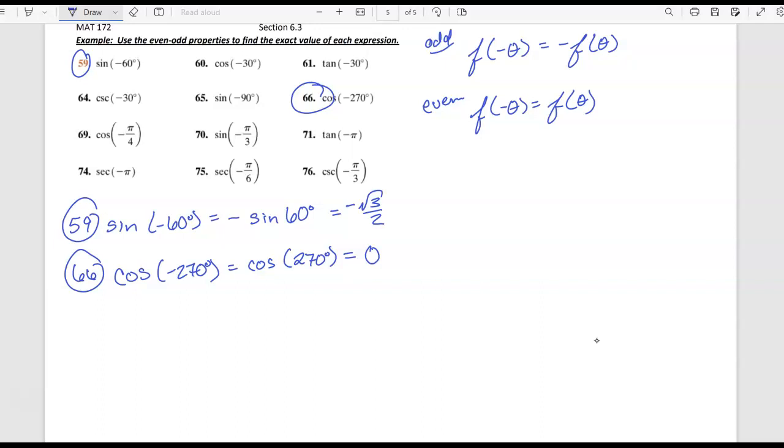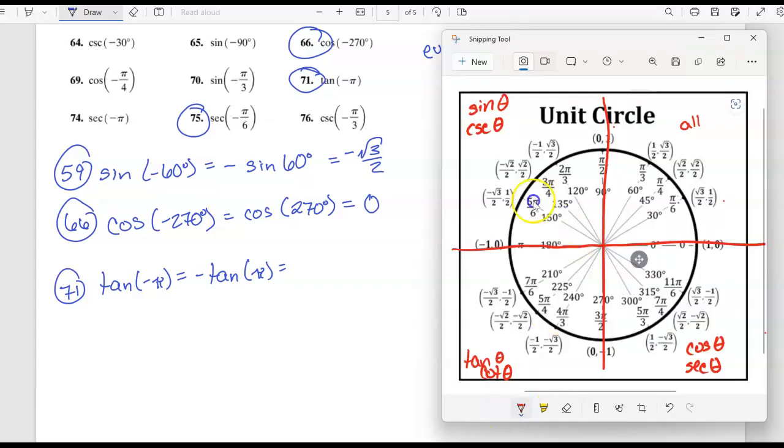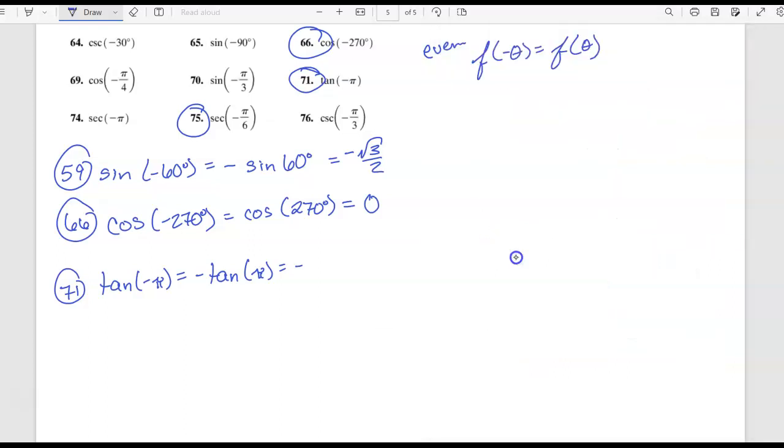So you may want to take a minute, try a couple more. Try this one and this one. Pause the video, come back, check your answer. So 71, we're looking at the tangent of negative pi. Tangent is odd, so that's the same thing as the negative tangent of pi. Going back to our unit circle, at pi, tangent is y divided by x. So we're going to have a negative 0 over negative 1, which is just going to be a 0.